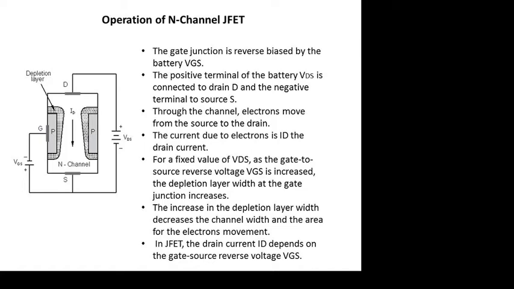For a fixed value of VDS, as the gate to source reverse voltage VGS is increased, the depletion layer width at the gate junction increases. Increase in the depletion layer width decreases the channel width and the area for the electrons' movement. In JFET, the drain current ID depends on the gate source reverse voltage VGS.